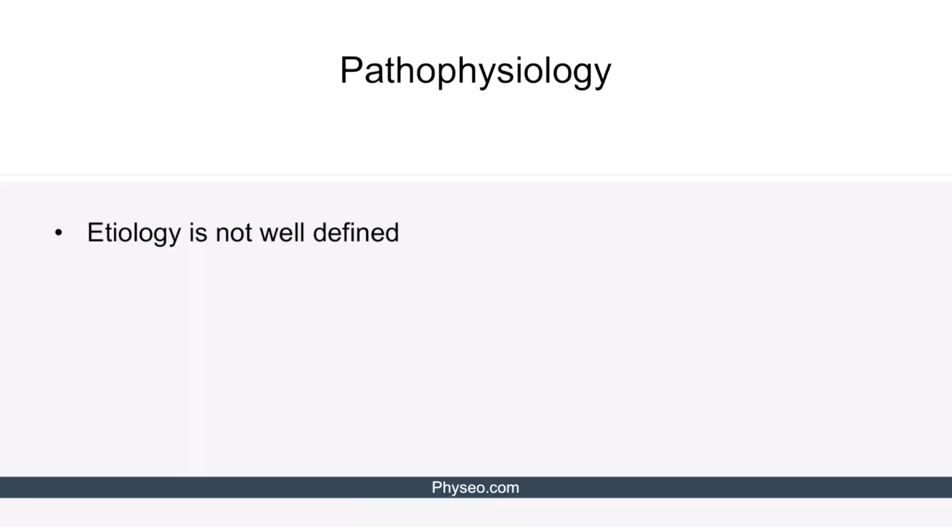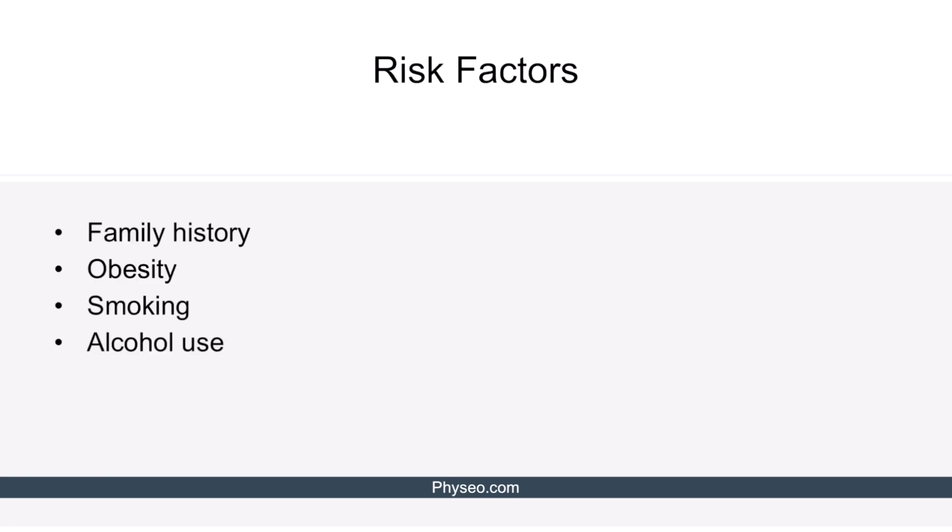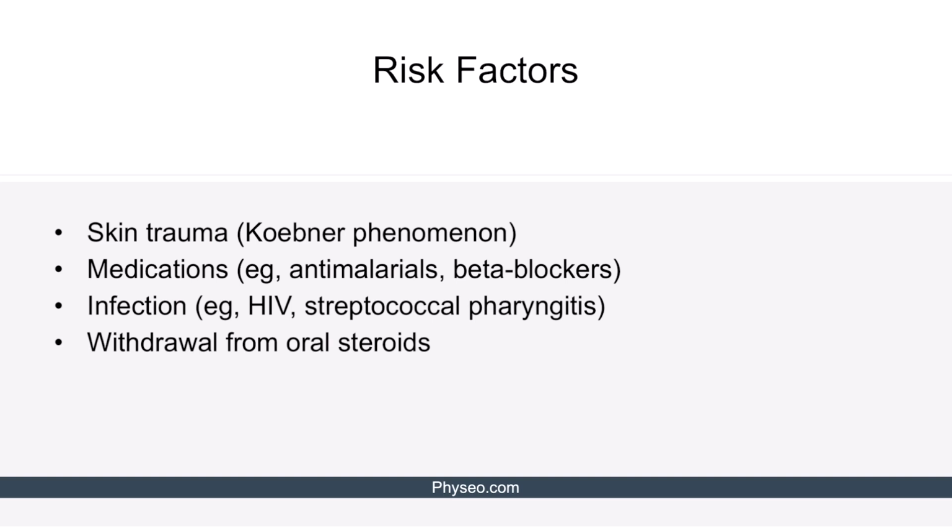As with many dermatologic conditions, the etiology of psoriasis is not well defined. Here we see a list of risk factors for psoriasis. They include a family history of the disease, obesity, smoking, and alcohol use. In addition to predisposing factors, there are various potential triggers of psoriasis.